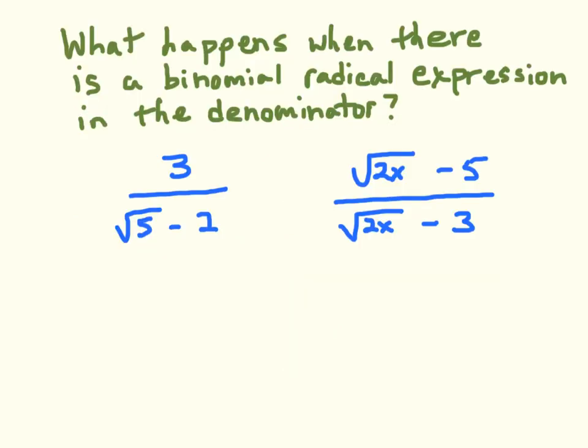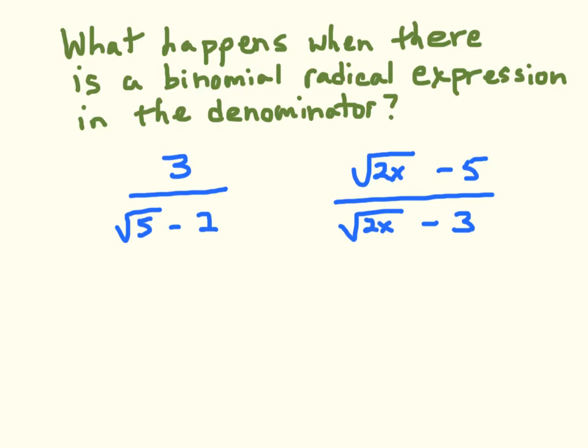All right, notes. What happens when there is a binomial radical expression in the denominator? So I've got a binomial down here. And so what I'm going to do to rationalize this denominator, I can't just multiply by the square root of 5, because that'll then also have to get attached to the square root of 2, and I'll just be like a rat in a maze.